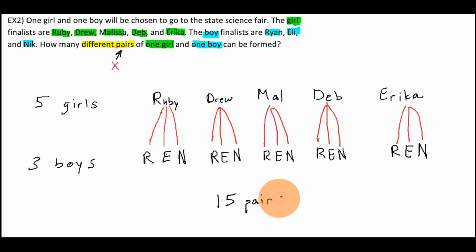But what if I wanted to multiply this information below? I would just take the 5 girls and multiply them by the 3 boys. And we know that 5 times 3 is 15. So we still get 15 pairs.